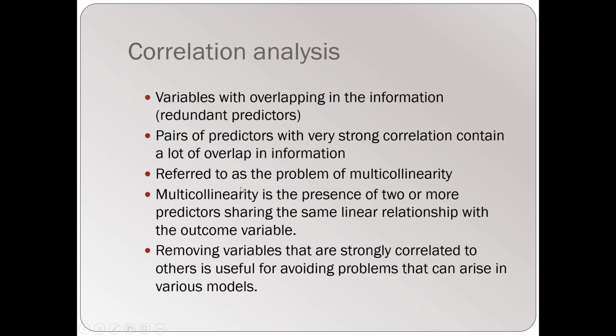The presence of multicollinearity means two or more variables are sharing the same linear relationship with the outcome variable, the target variable. So removing the variables that are strongly correlated with each other will improve the accuracy and reliability of the model. If two variables are highly correlated, which one should we keep? Again, you can use information from a domain area expert and also see which of the two variables has a higher correlation with the target. The one that has a higher correlation with the target, you keep. The one with lower correlation, we can throw out.